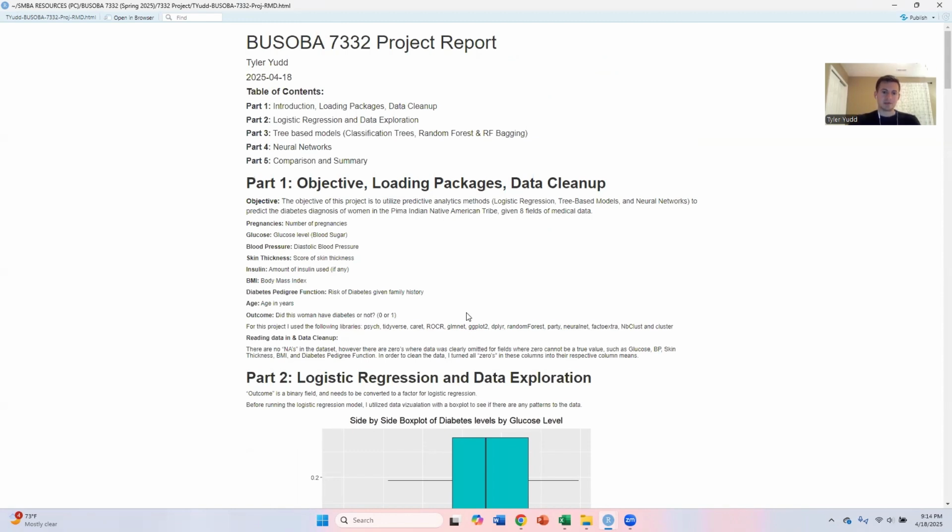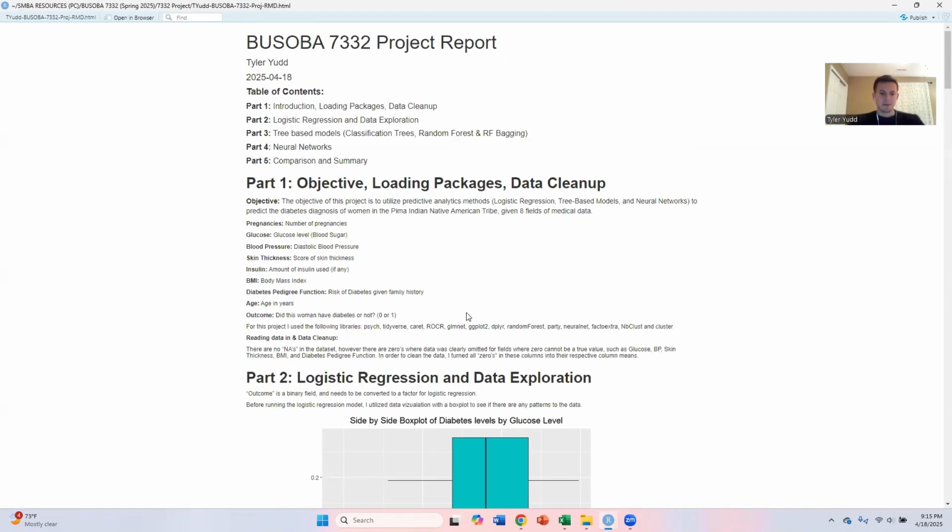Good morning. My name's TYudd, and for my final project for Predictive Analytics 7332, I explored a data set from Kaggle, which was sourced from the National Institute of Diabetes and Digestive and Kidney Diseases, looking at the Pima Native American tribe in central Arizona, specifically looking at women and their medical histories and whether or not they have diabetes.